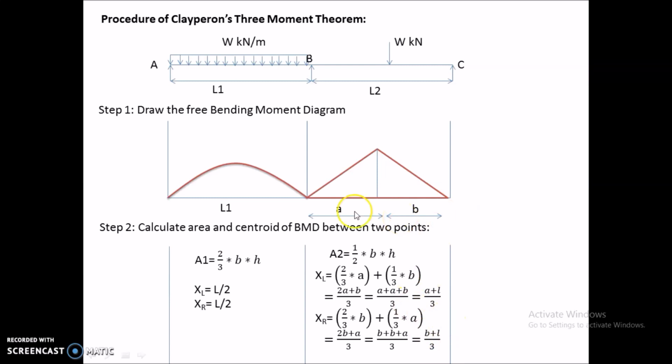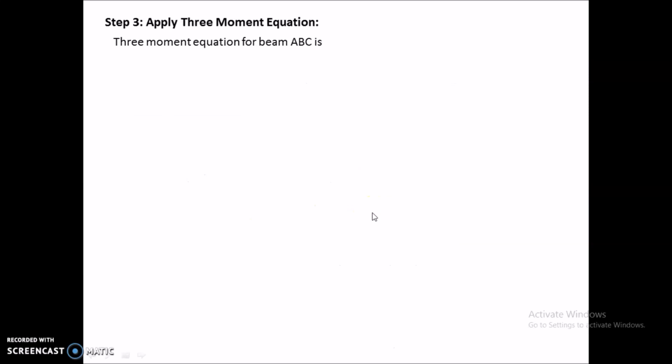So now I have calculated the area and centroid of these bending moment diagrams, and we know the lengths of each span. Now the third step is to apply the 3-moment equation. So now there is an equation for this 3-moment theorem. First I will explain that equation to you.